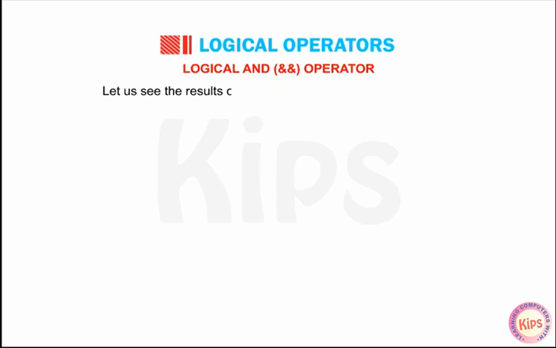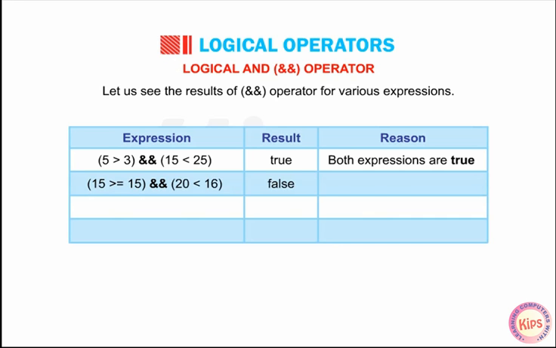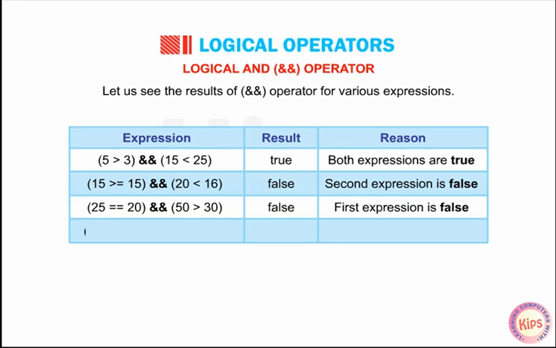Let us see the results of an AND operator for various expressions. Expression: 5 is greater than 3 and 15 is smaller than 25. Result: true. Reason: both expressions are true. 15 is greater than equal to 15 and 20 is smaller than 16. False. Second expression is false. 25 is equal to 20 and 50 is greater than 30. False. First expression is false. 18 not equal to 18 and 50 equal to 60. False. Both expressions are false.